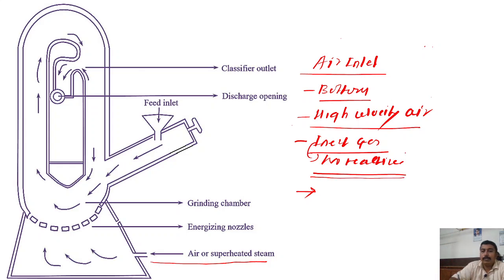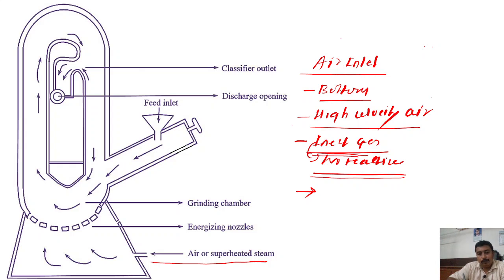Why is non-reactive gas required? Non-reactive gas will not react with the powder material and the drug will remain in the active form. No chemical incompatibilities will be there. No chemical reactions will be there between the gas and the drug material or powder material. That's why we require inert gas here.